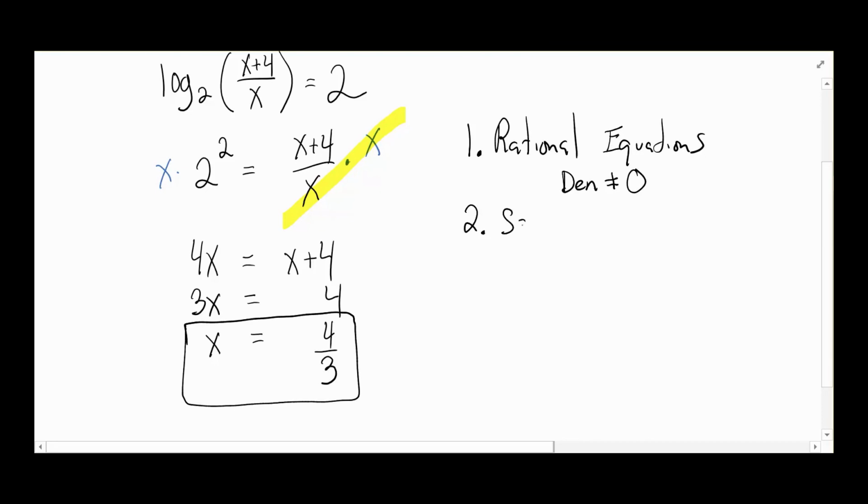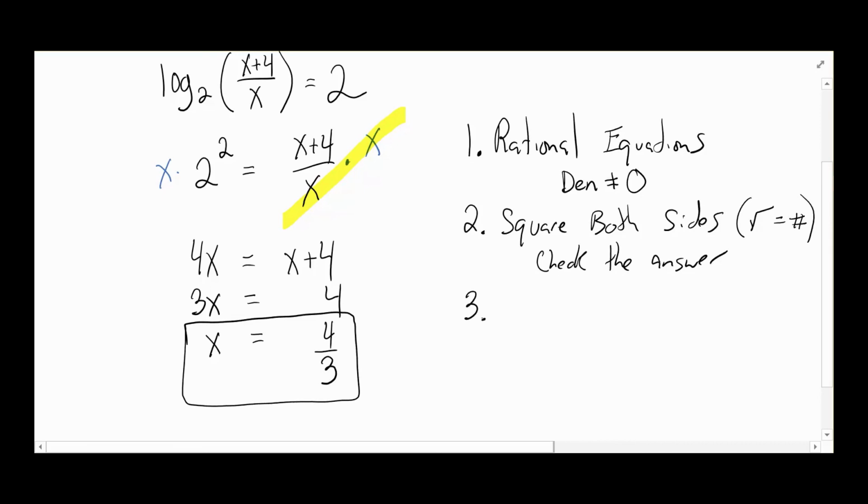The second time is anytime you square both sides. This came up often in square root equations when you had a square root on one side and a number or an expression on the other side. In this case, we had to check the answer fully. We had to really make sure that it worked in the original problem. And the third time we've had to check our answer is log equations. With log equations, we had to make sure that the argument was positive. So make sure to know those 3 cases.